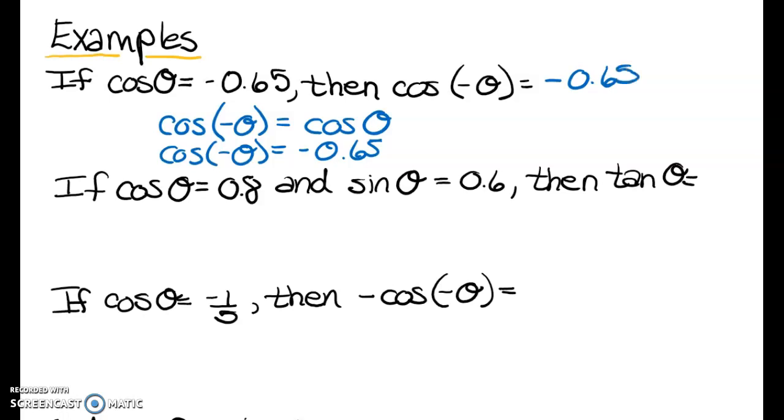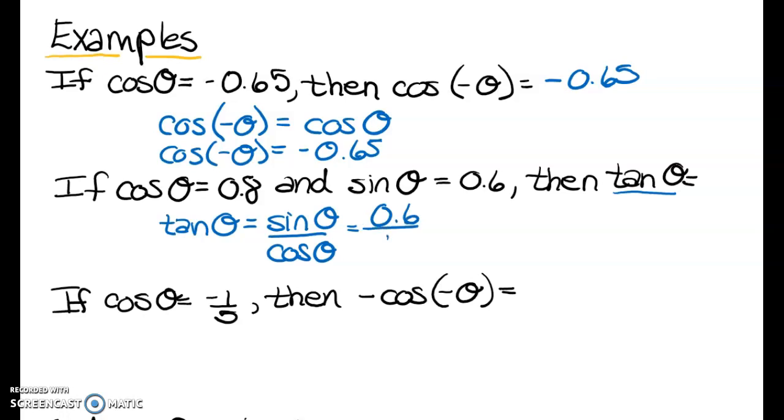If cosine of theta is 0.8 and sine of theta is 0.6, now we have to find the tangent. All right, so if I take a look at all of my identities, how does tangent relate to sine and cosine? Well, I know that tangent of theta equals sine of theta over cosine of theta. It's one of my quotient identities. So I'm going to replace sine of theta and cosine of theta with the values that are given. And if I multiply by 10 and reduce, I get 3/4.